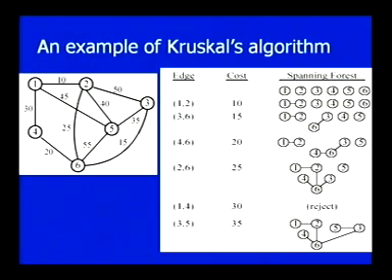You can see that the edges 1,2 is added, then 3,6 is added, 4,6 is added, 2,6 is also added, but 1,4 cannot be added because if I connect these two, it will become a cycle that violates the fundamental principles of the minimum spanning tree. So, this has to be rejected. Last class we discussed how to write the algorithm for Kruskal's algorithm.